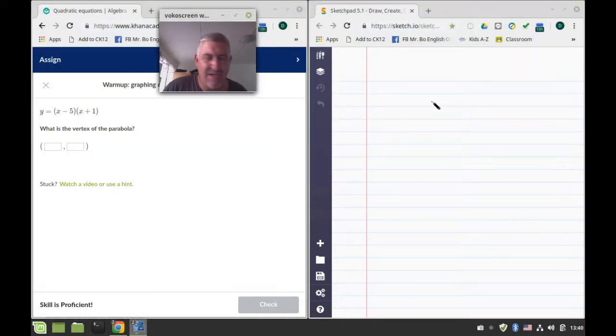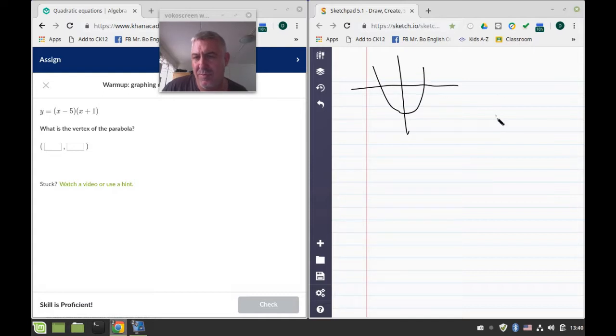Okay, so what we need to remember for graphing is our parabolas. We've got a couple of things here. Our parabolas are going to either open up or open down, and generally we can look at the leading coefficient. If it looks like negative something x squared, then it's going to open down, and if it looks like something x squared, then it's going to open up. And to graph, we really need to identify a couple of things.